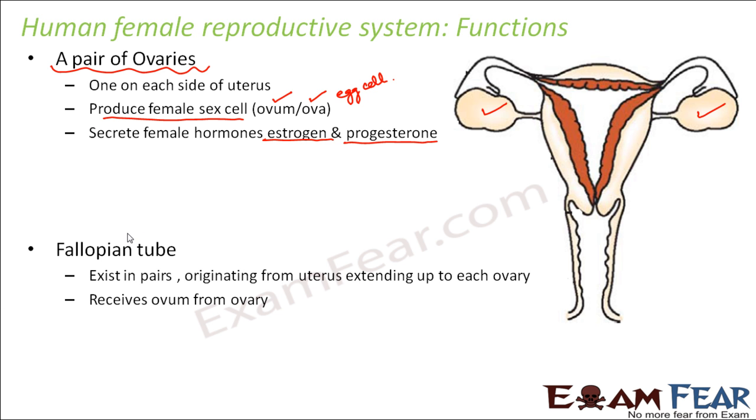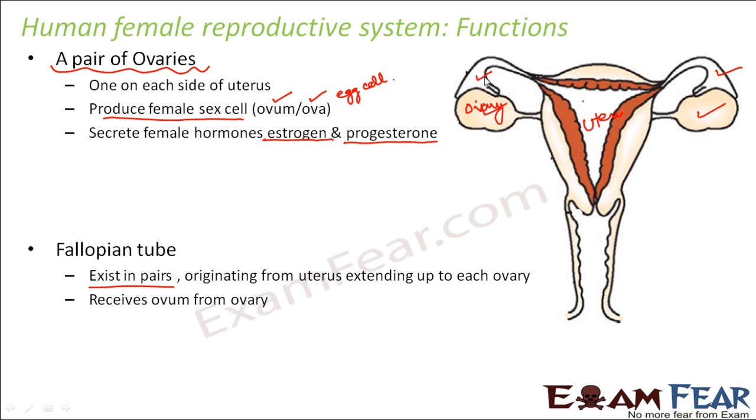Next part is the fallopian tube. This also exists in pairs, one to connect each ovary. They originate from the uterus, extending up to each ovary. So they basically connect the ovary and the uterus. So you have the ovary here and you have the uterus here. So this tube is connecting the ovary and the uterus.